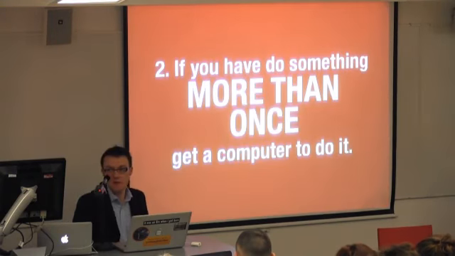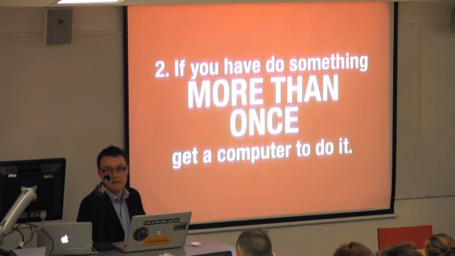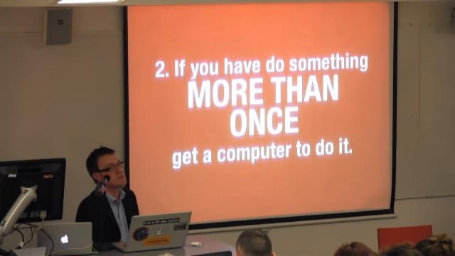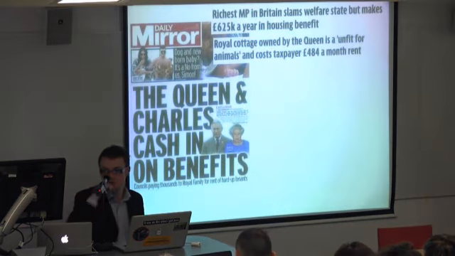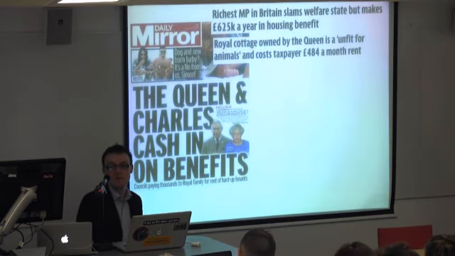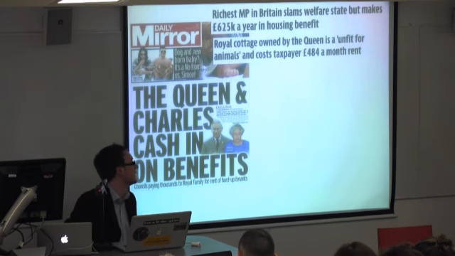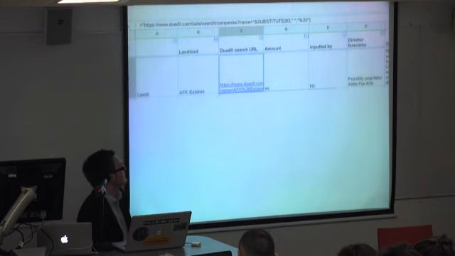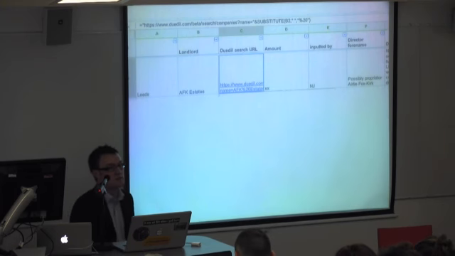Some tools to be aware of. I think always come back to this principle. If you have to do something more than once, get a computer to do it. That's what Overview does. This is one recent example. We did something with the Daily Mirror on housing benefit recipients, so private landlords that got housing benefit. This is one of the spreadsheets that we used to look at that data. We had names of landlords, we had the local authority, and we had the amount.